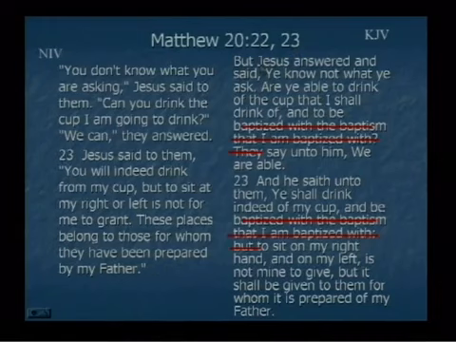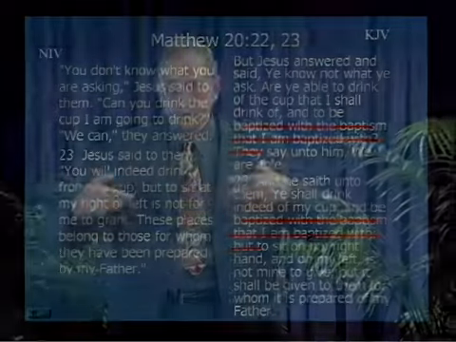What does the King James say? Jesus answered and said, "You know not what you ask. Are you able to drink of the cup that I shall drink of, and to be baptized with the baptism that I am baptized with?" Can you be baptized with the baptism that I am to be baptized with? Can you go through the same? Can you go through suffering for my sake? Matthew 25:13.